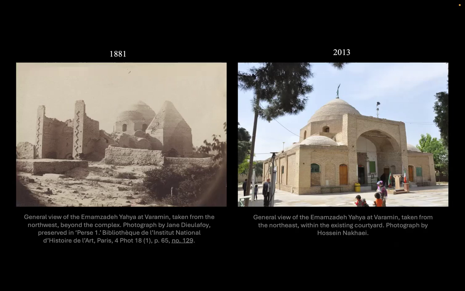Our clearest view of this complex in its likely Ilkhanid period configuration is this 1881 photograph taken by the French explorer Jean Dieulafoy. The tomb of Emamzadeh Yahya appears at the back, marked by its distinctive stepped dome. Other structures visible in the photograph were demolished likely in the early 20th century.